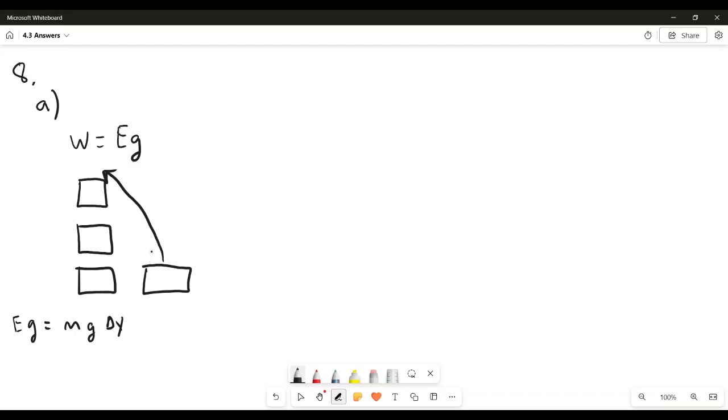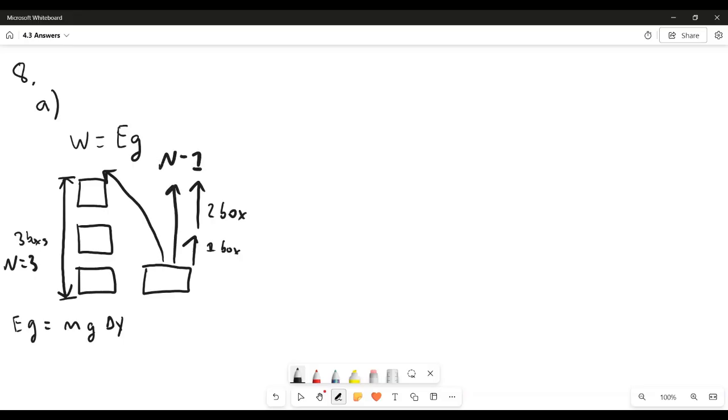So what is the height this box would have to travel? Well, the height the box would have to travel would be of two boxes. This is one box, and this is two boxes. And there are a total of three boxes over here. So we could say that if n represents 3 in this case, then this box would have to travel n minus 1. Because remember, I said this box has to travel 2 boxes worth of height, and there are a total of 3 boxes stacked.